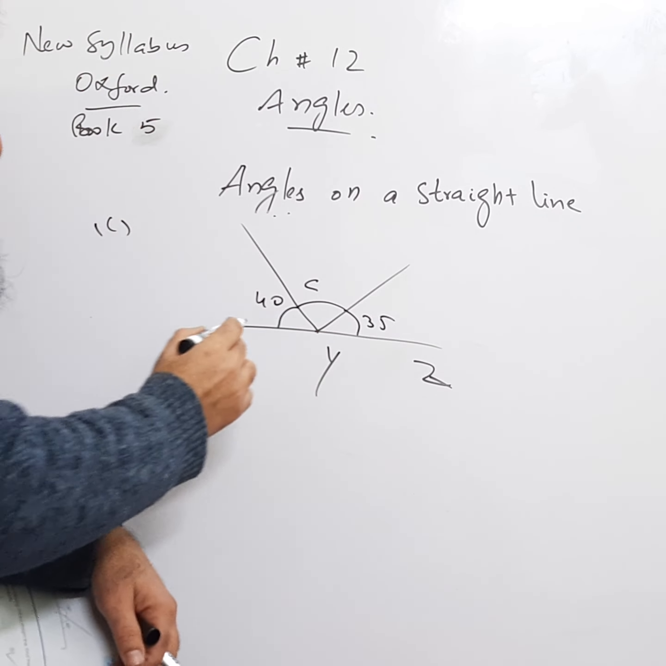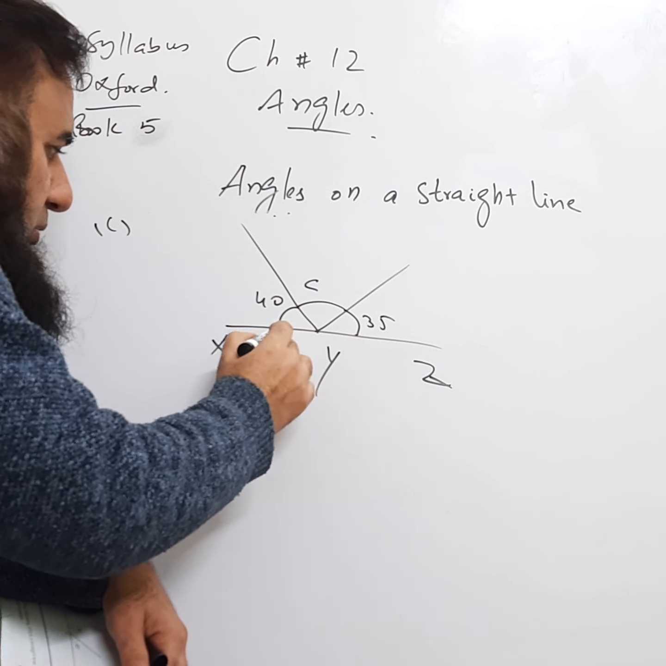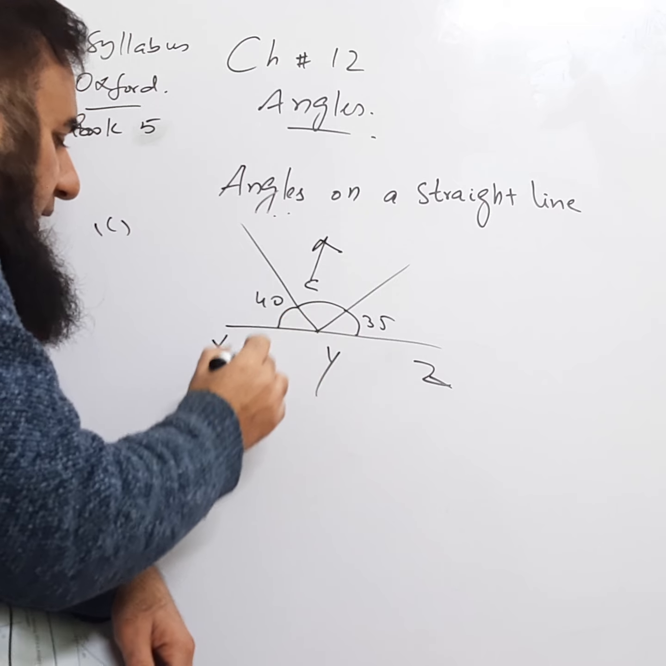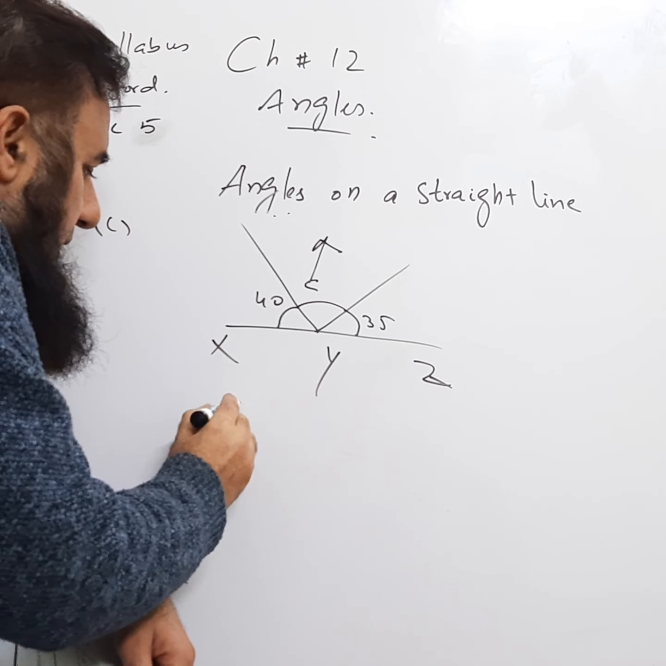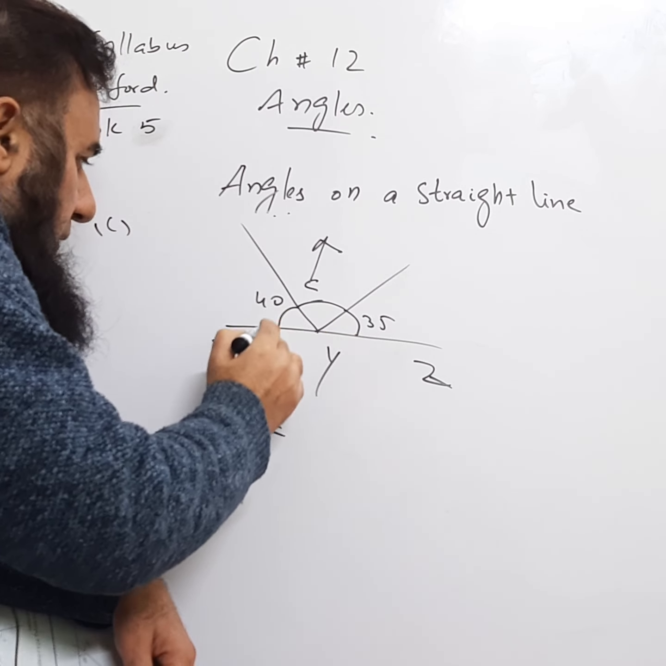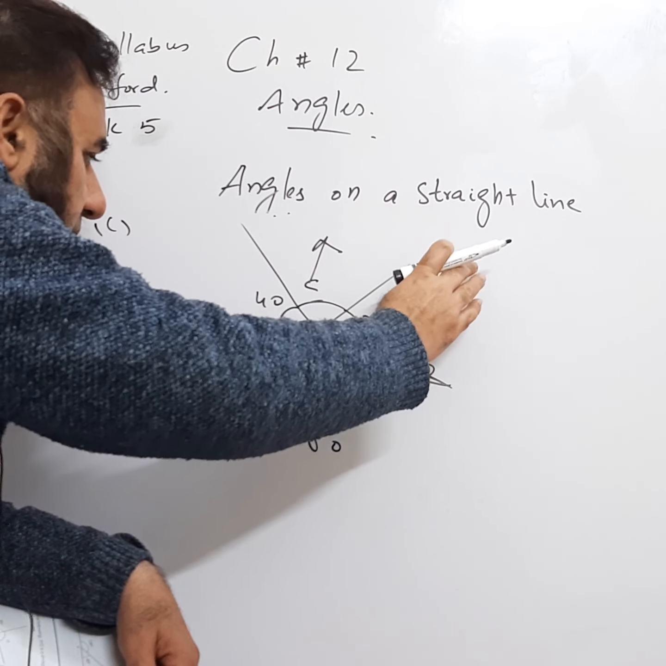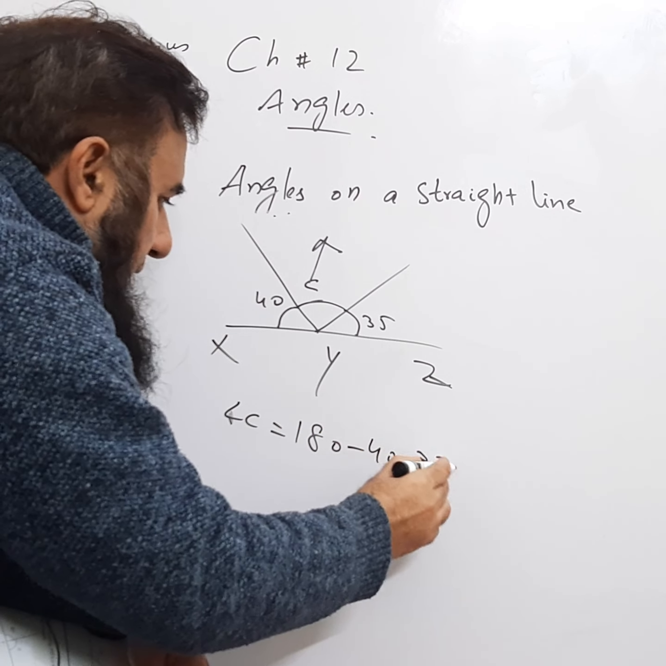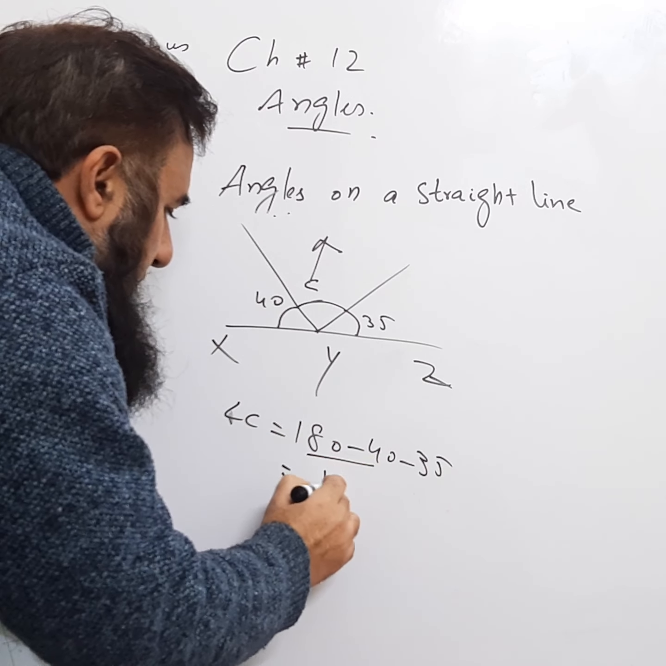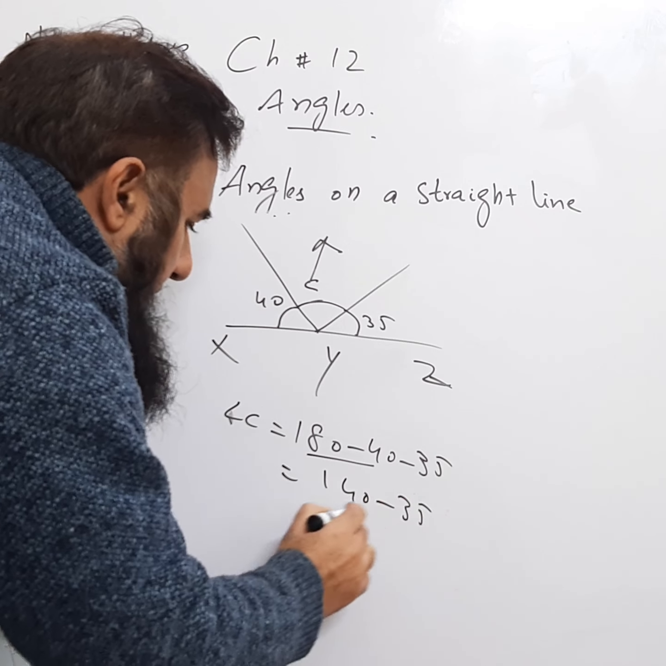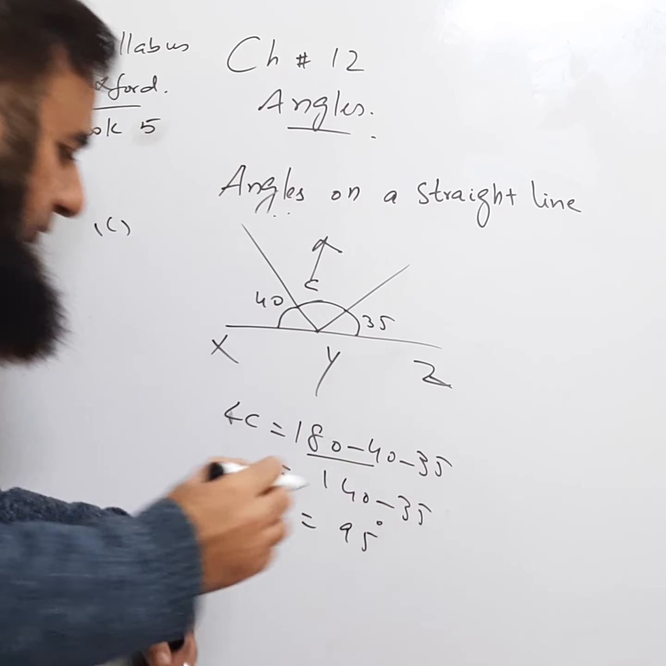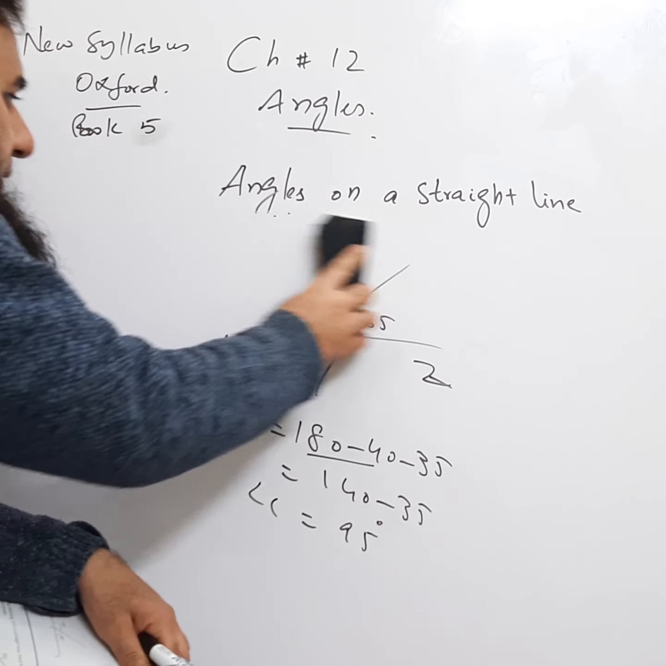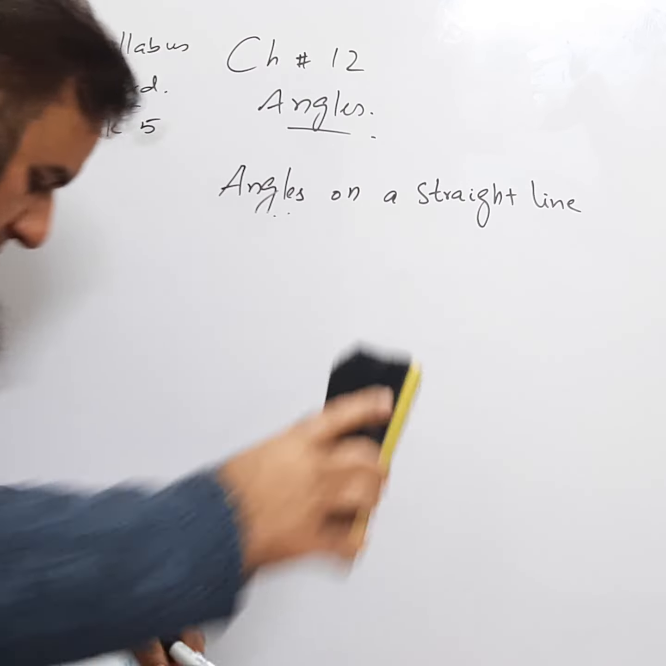Okay. So we know that these points are on the straight line, so this whole semicircle is equal to 180. If we need to find C, then angle C will be equal to this whole 180, and we'll cut 35 and cut 40. So 180 minus 40 is 140, minus 35 becomes 95. So 95 degrees is angle C. This is the answer. And then part D we have to do quickly as well.